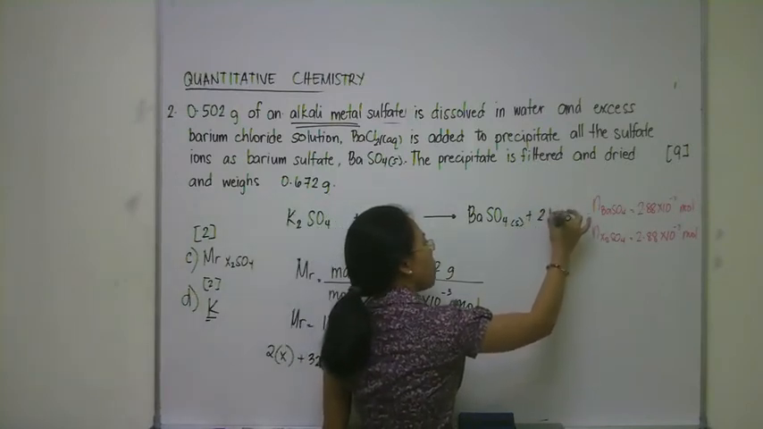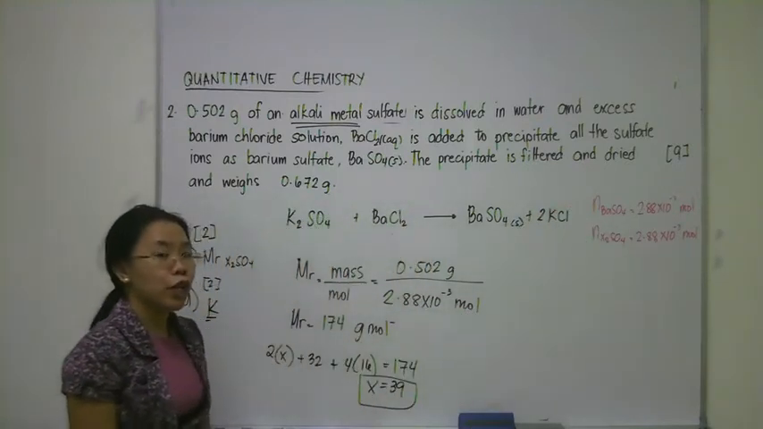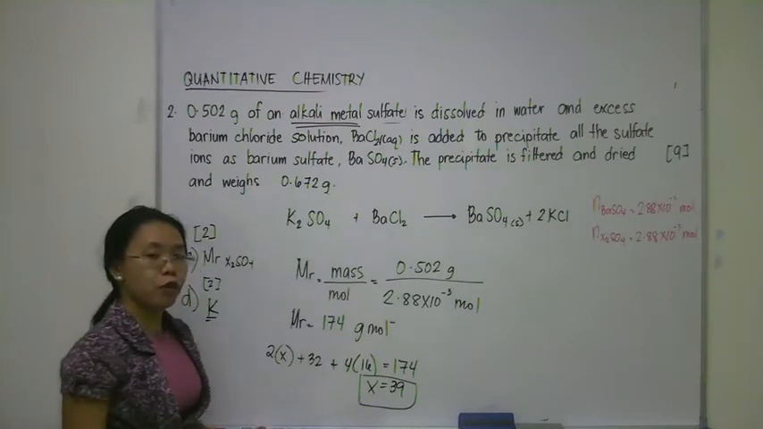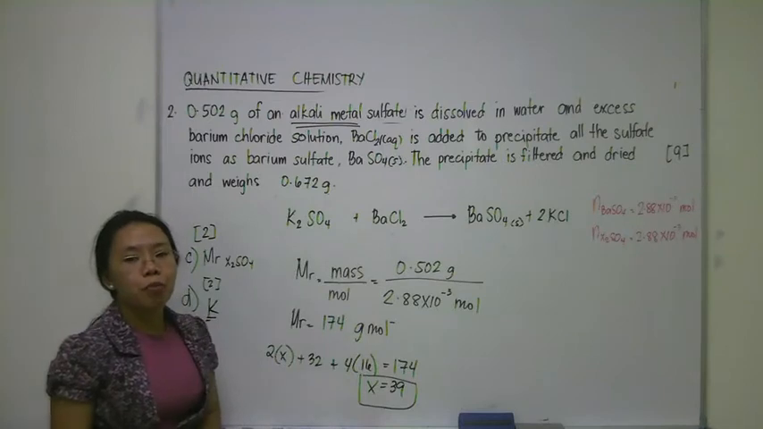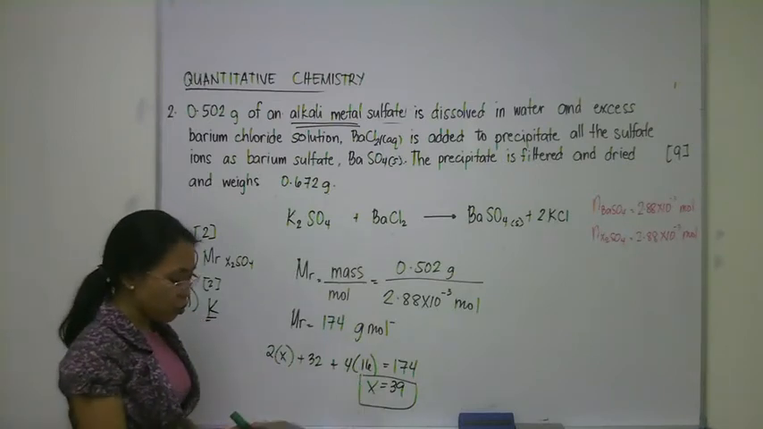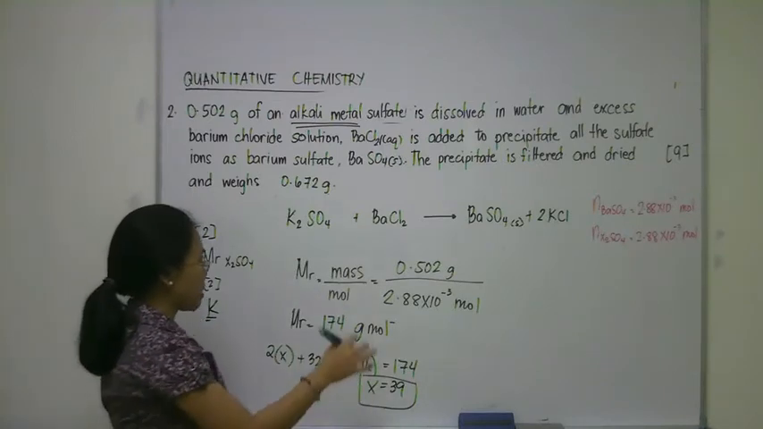produce potassium chloride. And take note, this is for 2 marks, so it should be balanced, and the chemical formula for each compound should be correct, and you have to include the state symbol.